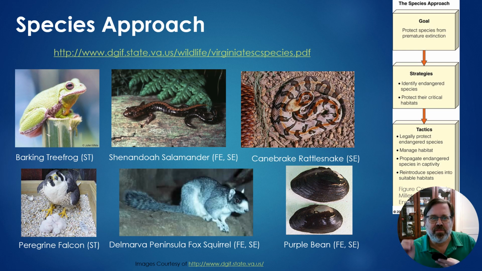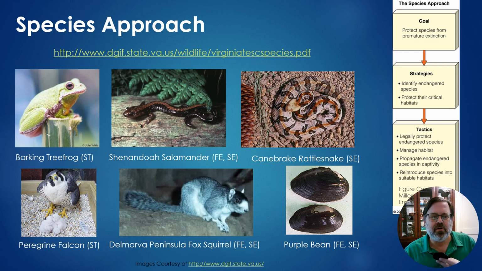In Virginia, these are some species that are considered to be on the endangered or threatened list, or at least in the recent past had been included. S refers to state, F refers to federal, and T refers to threatened, E refers to endangered. So the barking tree frog is considered to be Virginia state threatened. Shenandoah salamander has both federal and state protection as endangered. Canebrake rattlesnake, the federal government hasn't declared it as endangered, but the state has.